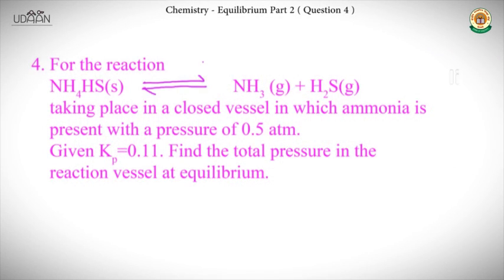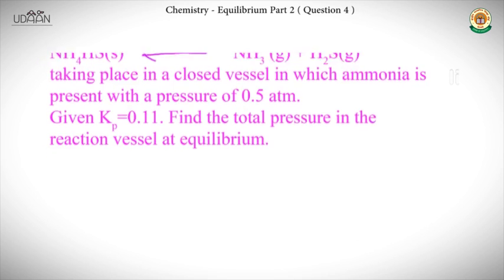So now we come to the fourth question for the chapter, that goes something like this. For the reaction NH4HS in solid state in equilibrium with ammonia in gaseous state and H2S in gaseous state, taking place in a closed vessel in which ammonia is present with a pressure of 0.5 atm. Now we are given Kp to be 0.11 and we need to find the total pressure in the reaction vessel at equilibrium. So how are we going to do this question?